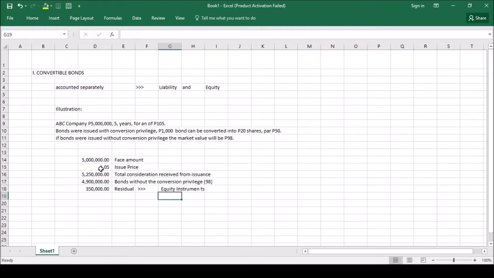Sir, this is a bond. Is there a discount or premium? Let's see whether there is a discount or premium. Take note, the face amount of the bonds is 5 million, and the value of the bonds without the conversion privilege, which we already computed, is 4,900,000. So if the face amount is 5 million and it can be issued for 4,900,000, assuming there is no conversion privilege, we can say that there is a discount on the issuance of the bond, which is 5 million minus 4.9 million, that is 100,000.